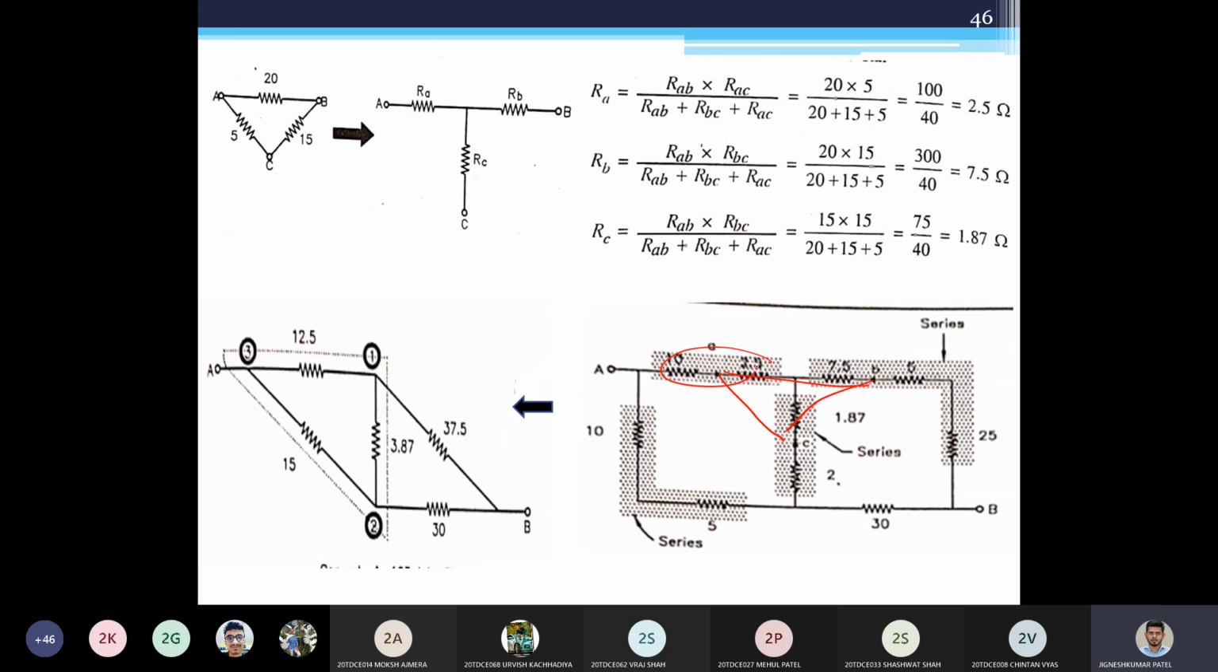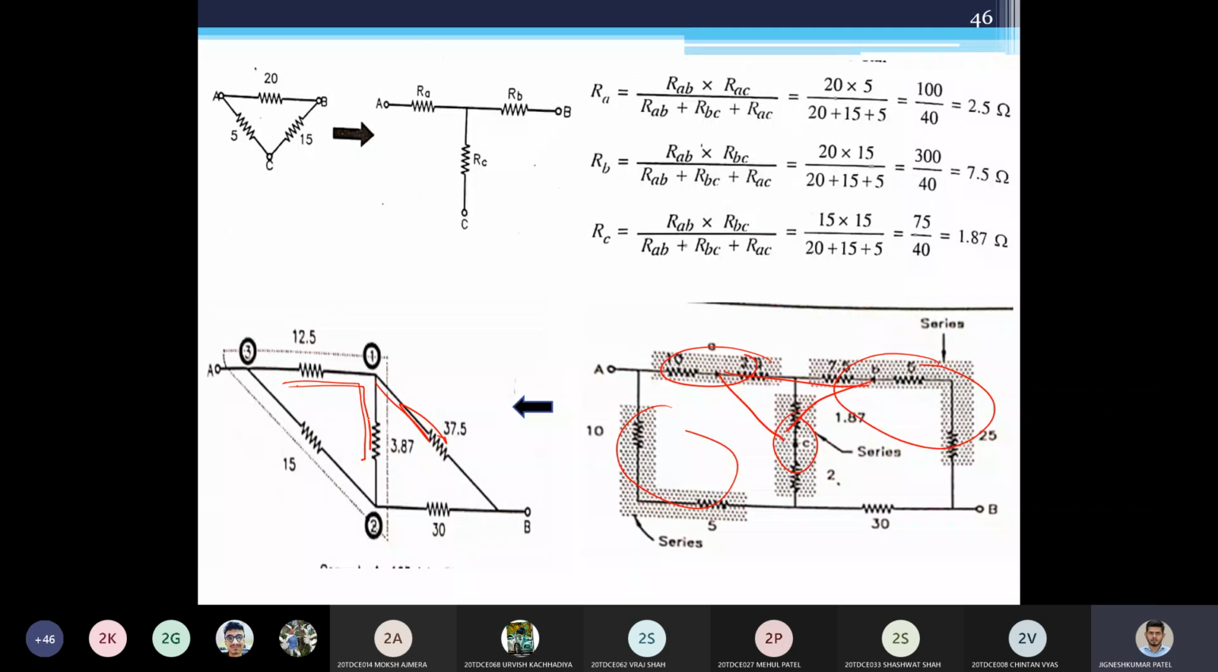Now I can see this is in series, this is in series, this one is in series, these three are in series, and then it will form like this. Once it is formed like this, I can see one more delta appearing over here. This is again a delta because I cannot convert this to series. If I consider this series, then what about this branch? So these are not in series.